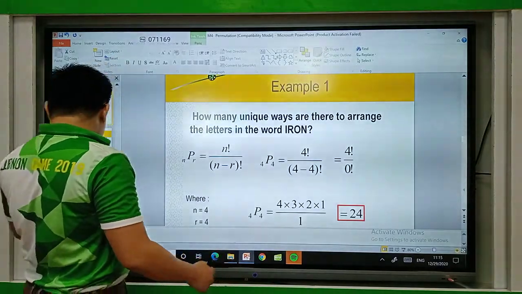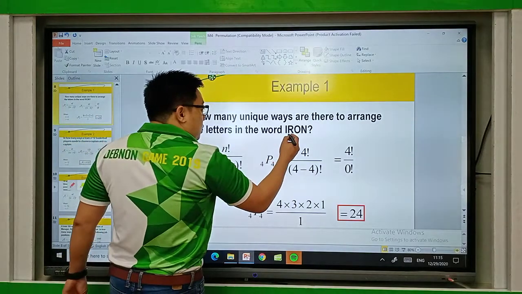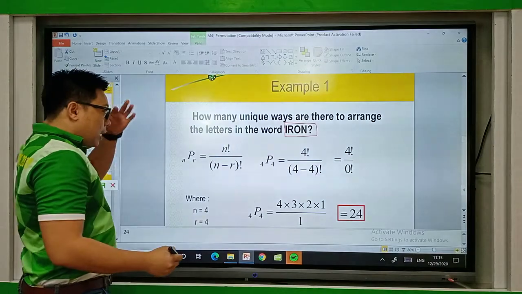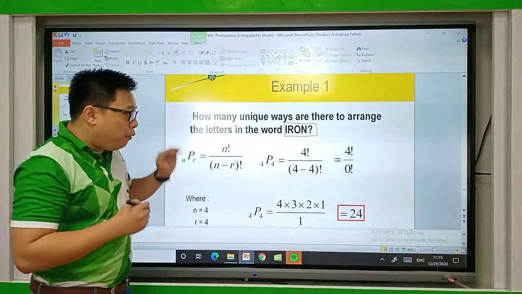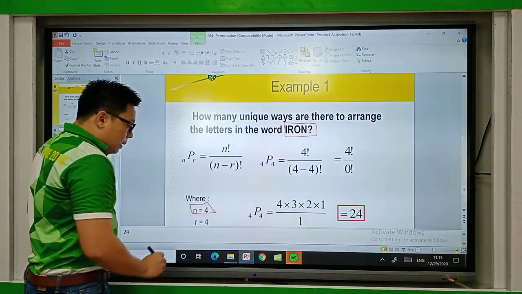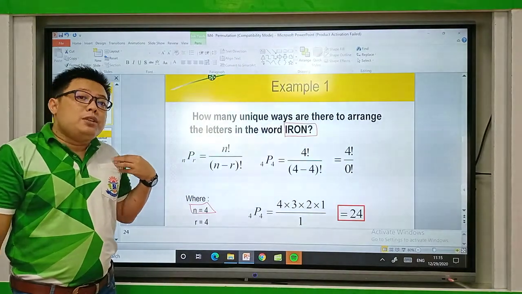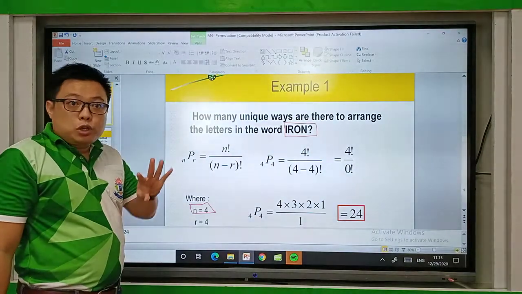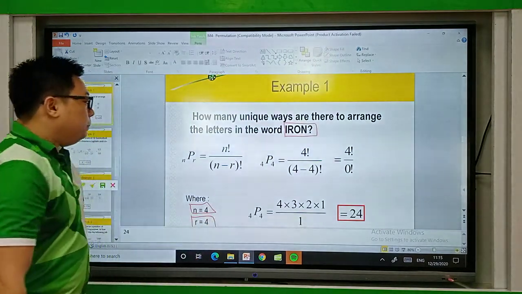Okay, so in the word iron, how many letters do we have? 1, 2, 3, 4. 4 letters. And how many unique ways are there to arrange the letters? If we have 4 letters, our n is equal to 4 here, and we want to arrange those letters. So how many do you think we're going to choose from these letters? Also 4, because we need to arrange the 4. So r is also equal to 4.